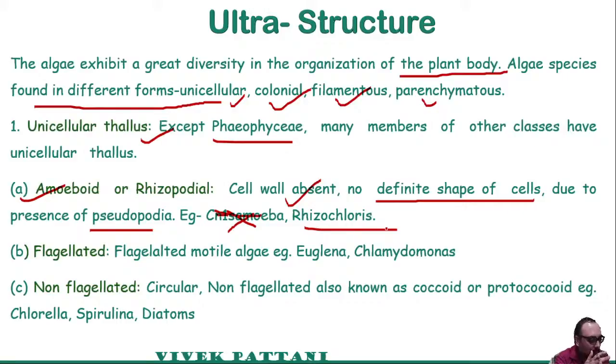What is the function of the pseudopodia? The function of the pseudopodia is for the collection of food, as well as other functions such as attachment. Now comes the second one, the flagellated motile algae. Simply, these algae are unicellular and possess flagella. Examples are Euglena and Chlamydomonas.